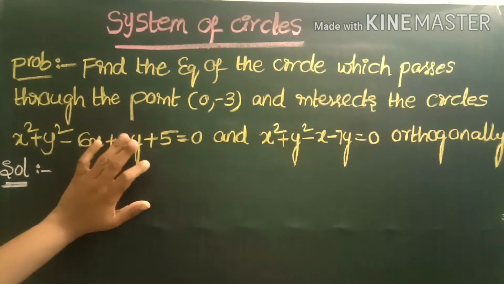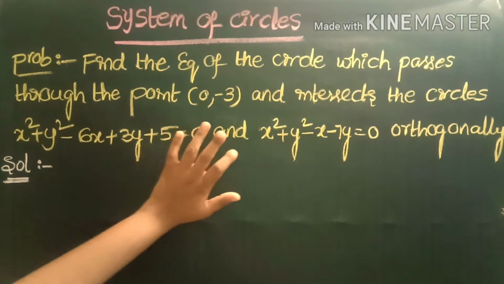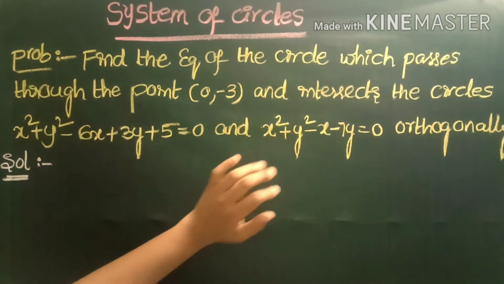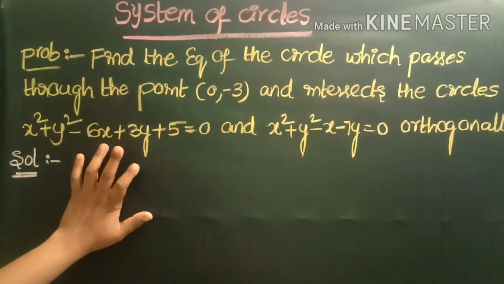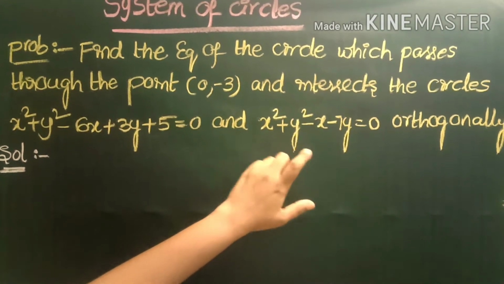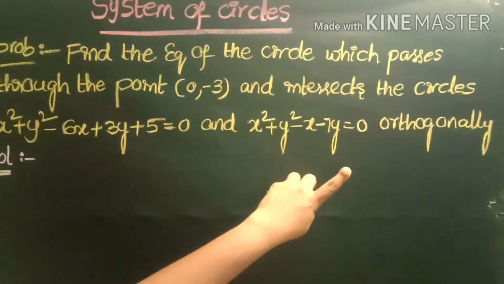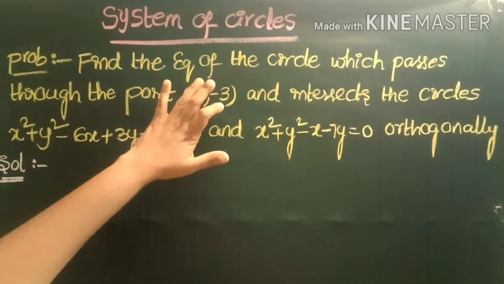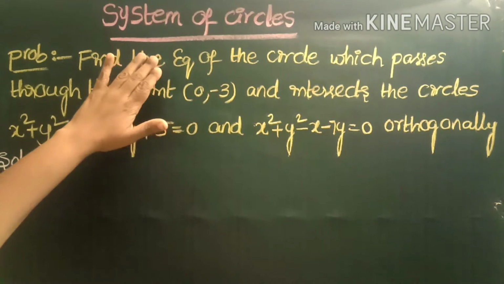Problem. Find the equation of the circle which passes through the point (0, -3) and intersects the circles x² + y² - 6x + 3y + 5 = 0 and x² + y² - 6x - 7y = 0 orthogonally. Find the equation of the circle. We have to find the equation of the circle.